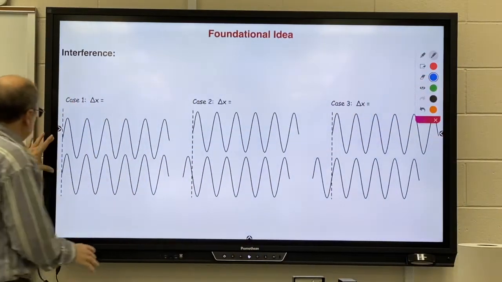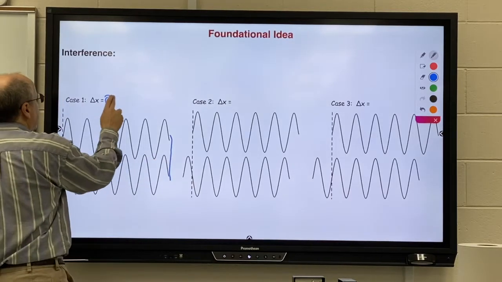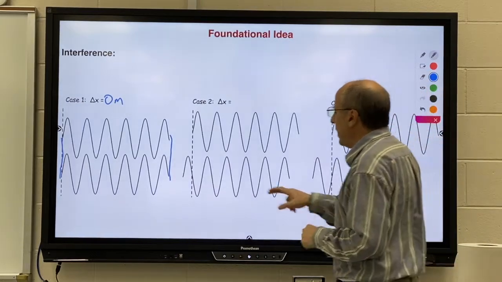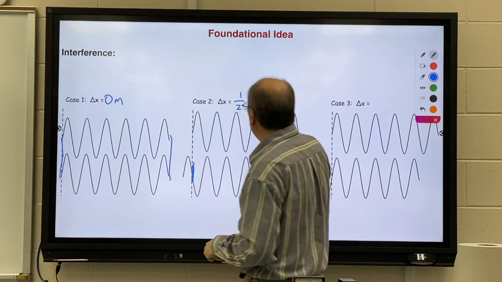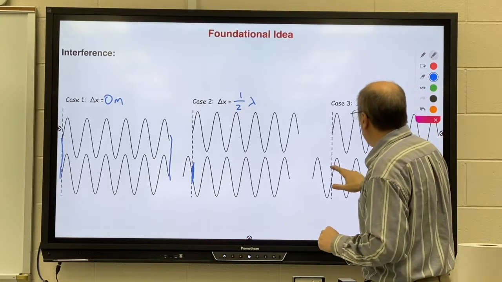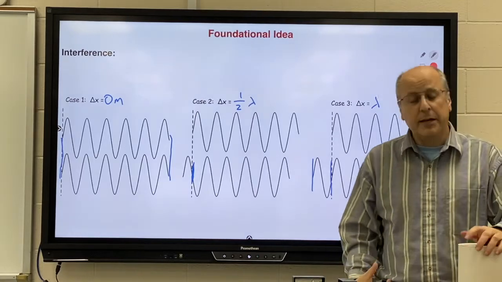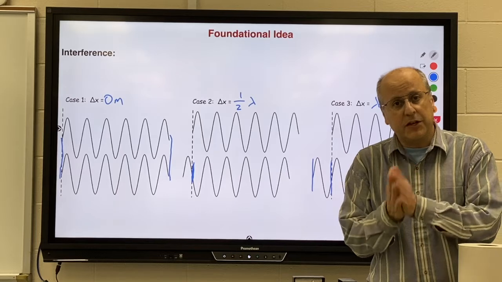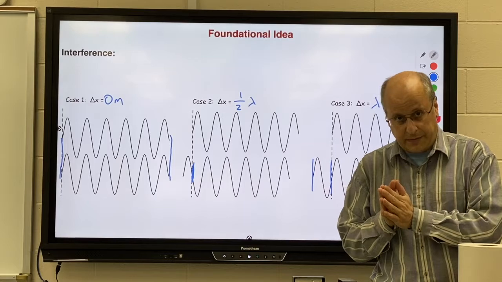So if both beams of light start at the same spot and travel the same distance, we have a difference in distance of 0, and that's constructive interference. If one beam of light travels an extra half a wavelength, we will get destructive interference. And if one beam travels an extra wavelength, we will be back to constructive interference. This pattern will continue indefinitely. Integer wavelengths give you constructive, and integer plus a half gives you destructive.